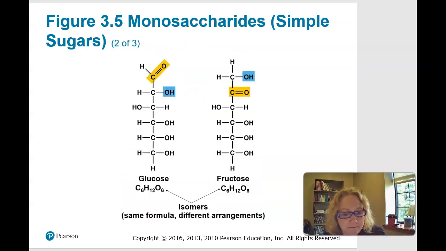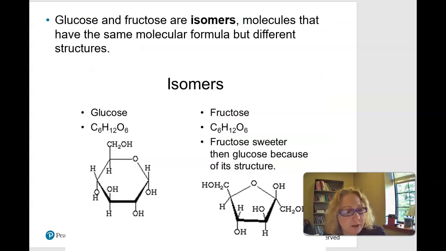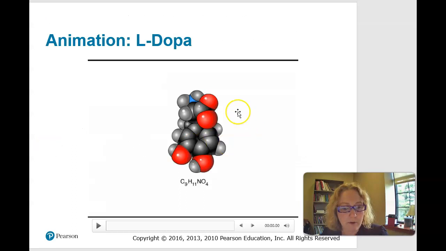Here's the bigger version of that, C6H12O6, and here's just a picture to make you want honey. Glucose and fructose are isomers, molecules that have the same molecular formula but different structures. Again, C6H12O6 for both of those. Here is a common example. This is a drug, a common drug used. It is also an isomer.